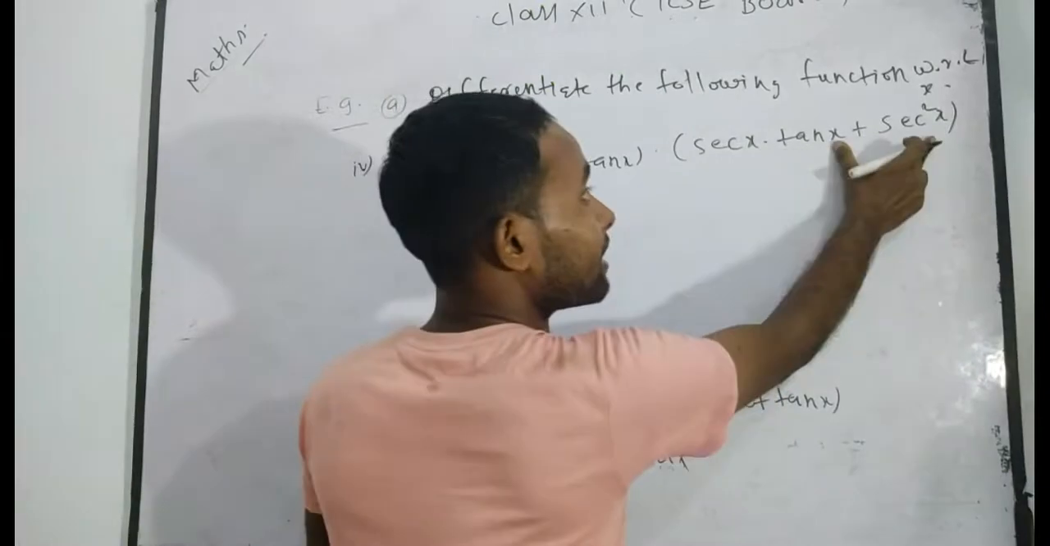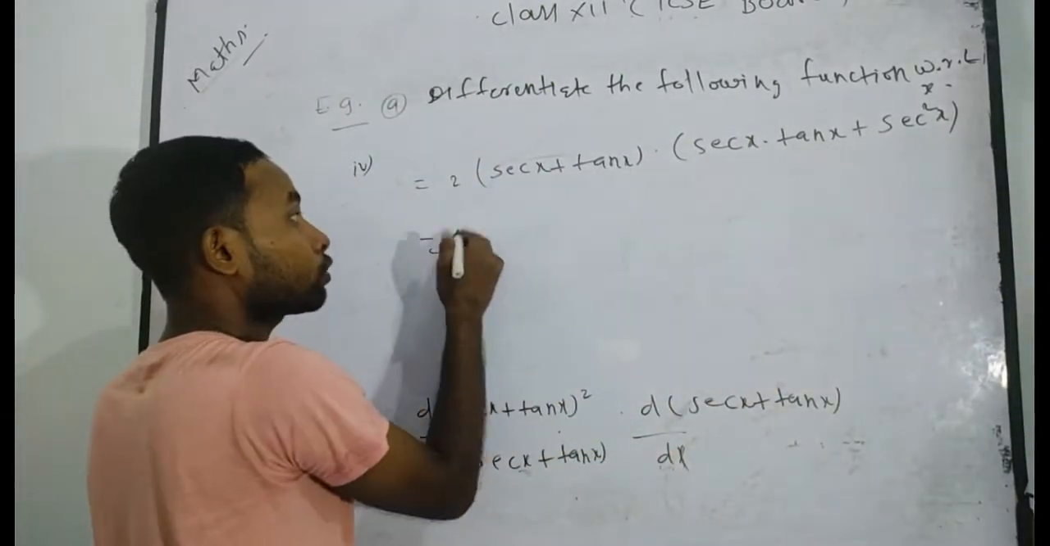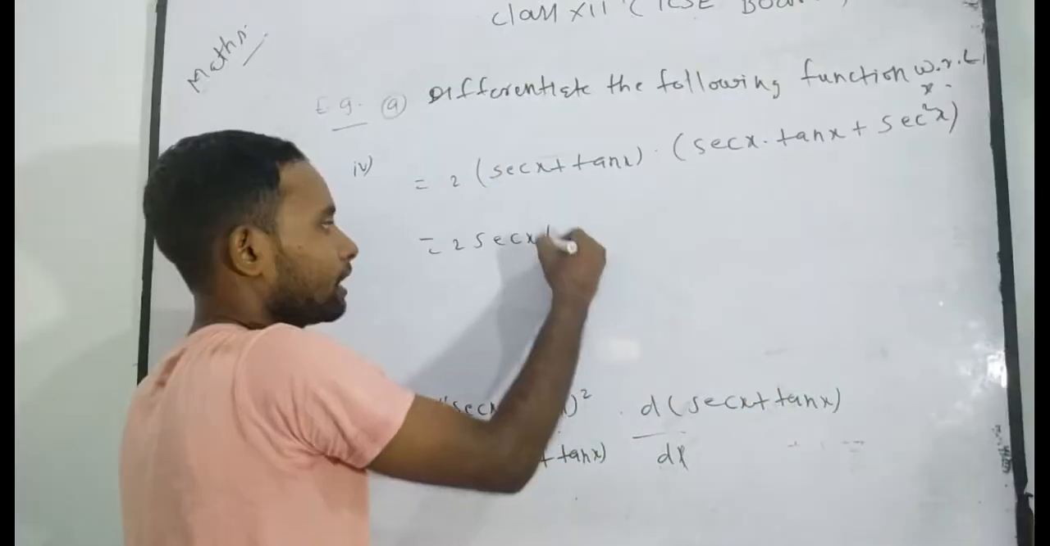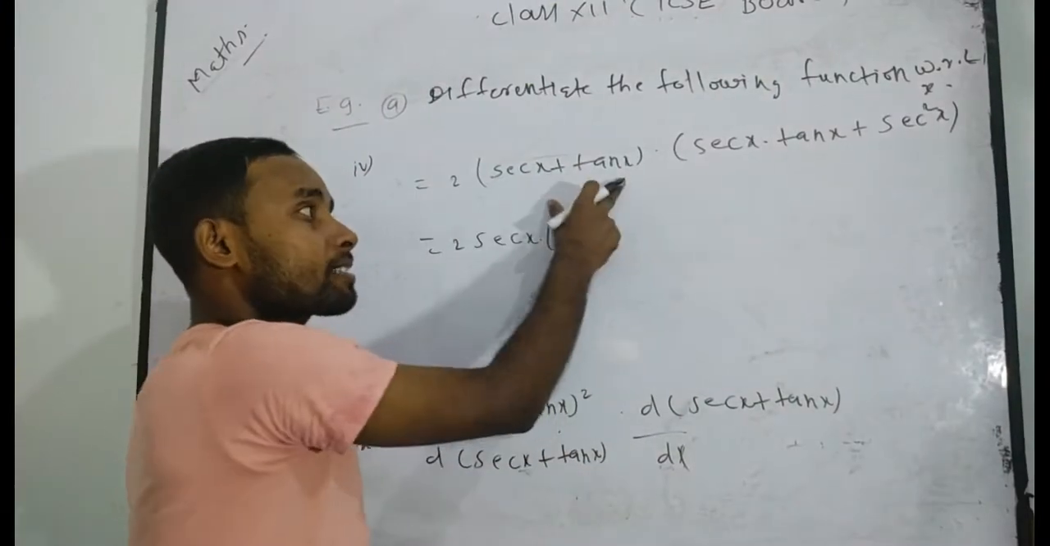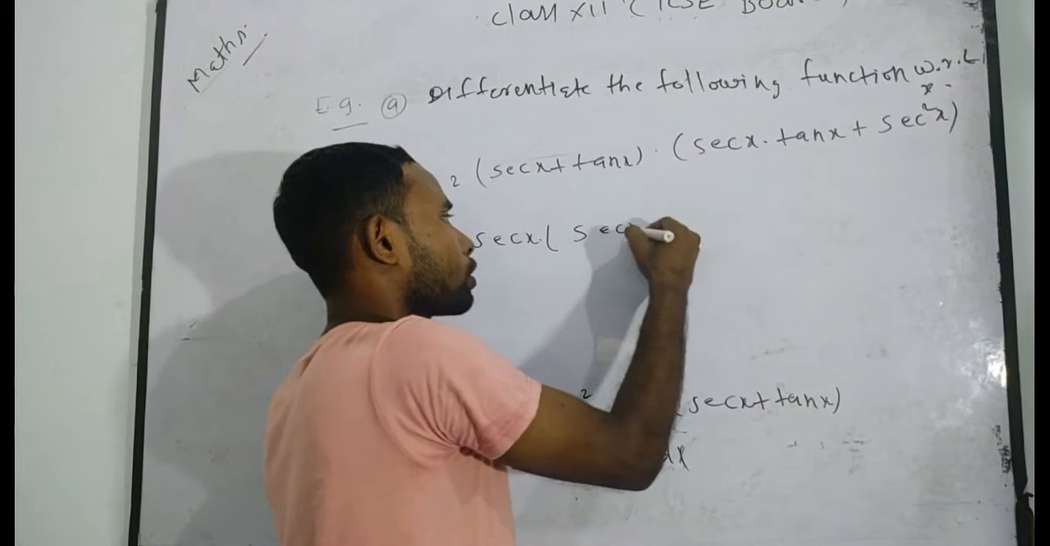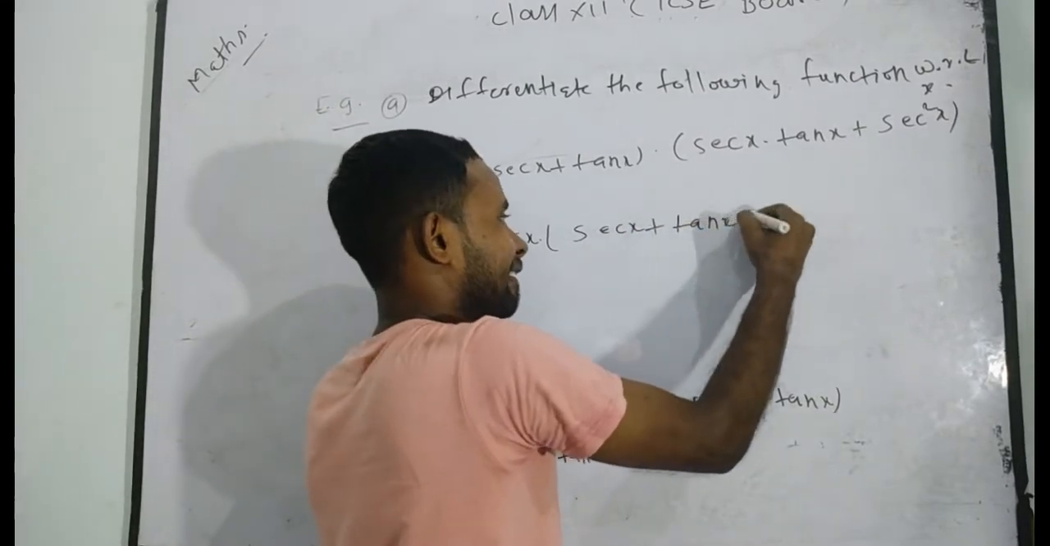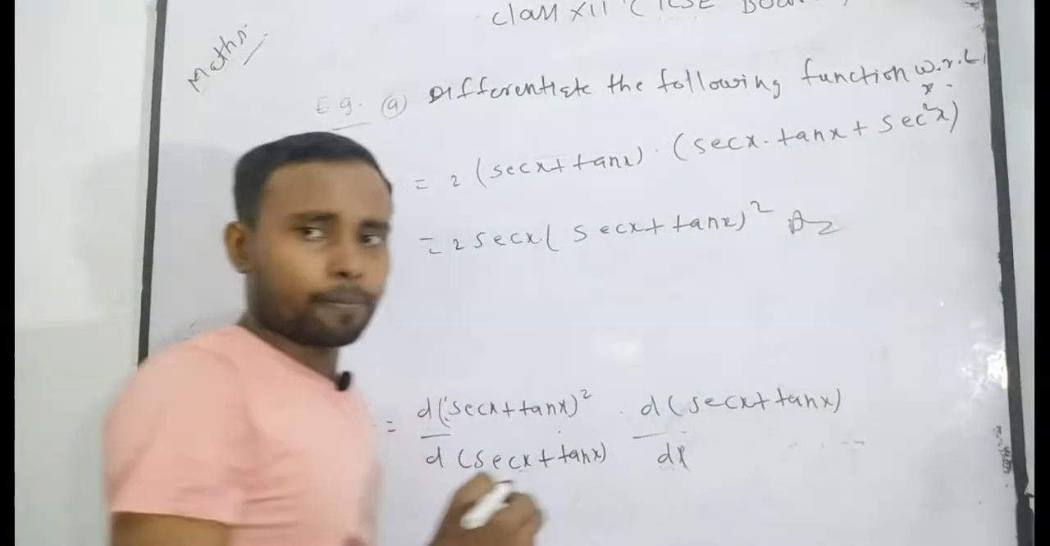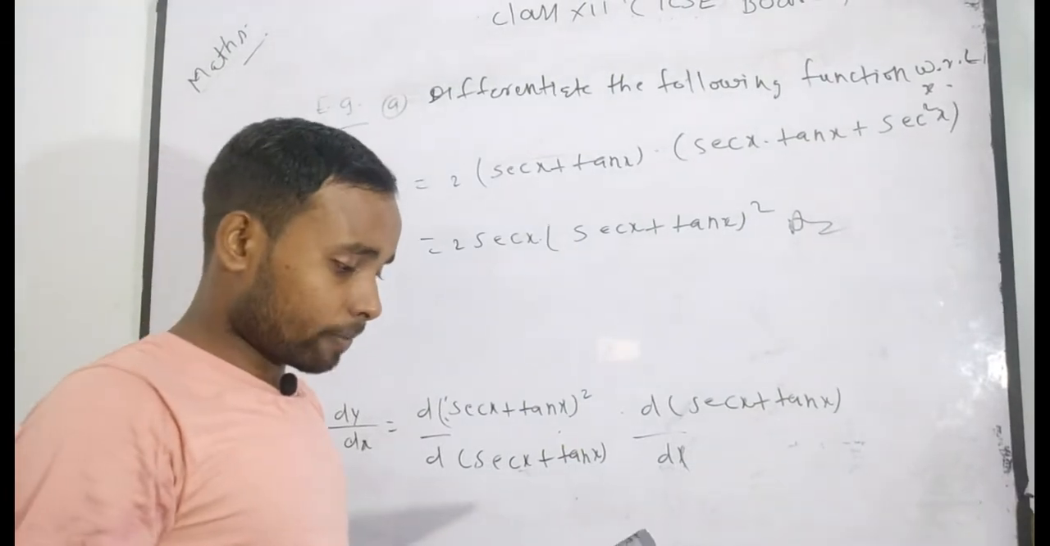If you take sec x common from both terms, you will get 2 sec x into (sec x plus tan x) into (sec x plus tan x), which will be 2 sec x into (sec x plus tan x) whole square, which will be your required answer. I think you understand very well.